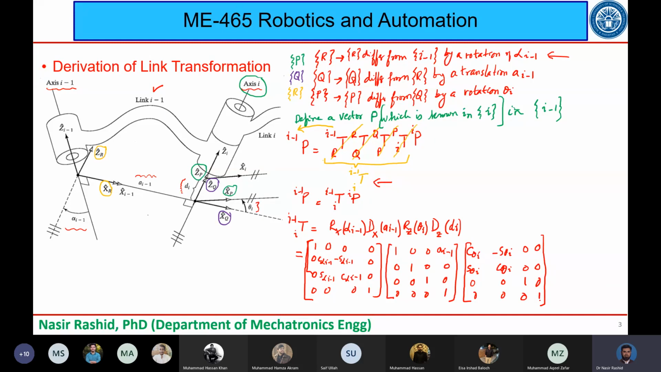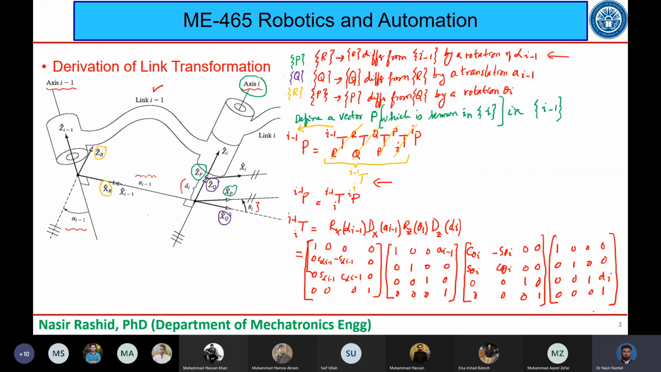And in the end, I will have a translation about z axis, and that can be again given by this matrix, which will have identity in the rotation matrix. So 1 0 0, 0 1 0, 0 0 1, 0 0 0 1, and now it is in the z axis, so d_i will come here in the z, and this is 0 0.